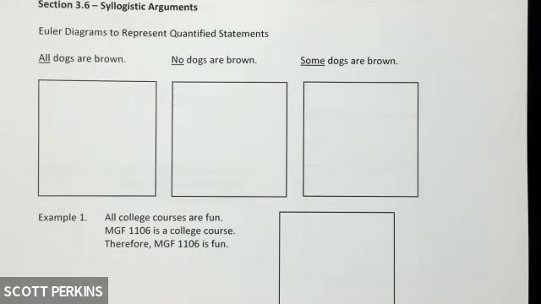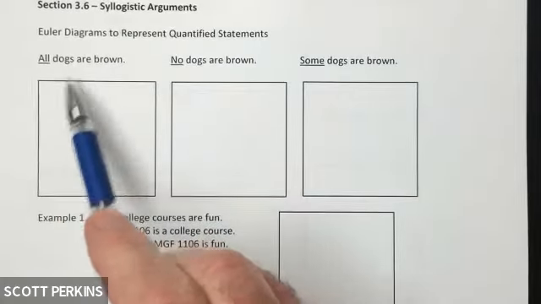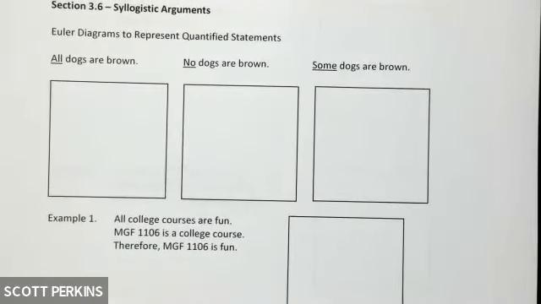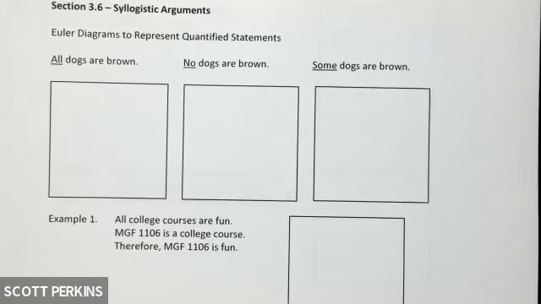So what we're going to do real quick is see an example of each of these quantified statements and how we're going to draw circles. We're going to draw a circle to represent each of the things, and we're going to see how they interact with each other. So first one, all dogs are brown. Whether that's true or not true, that's not what we're trying to determine. We're just trying to draw circles that represent this relationship. So I need a circle for dogs and I need a circle for brown things.